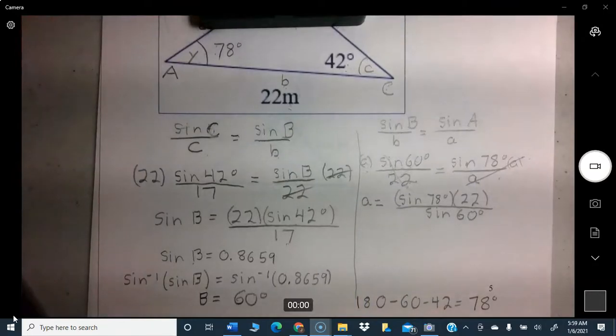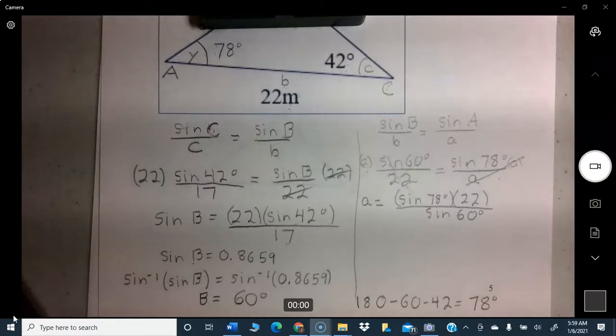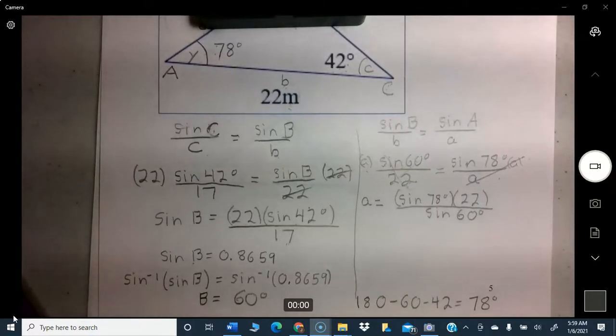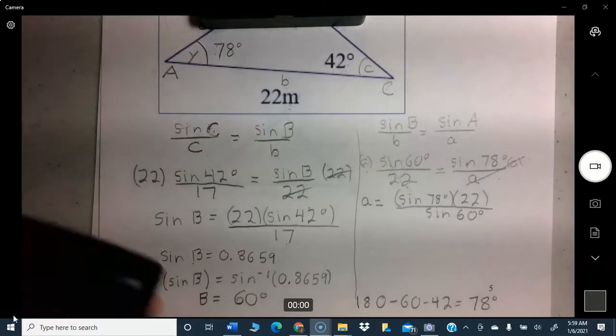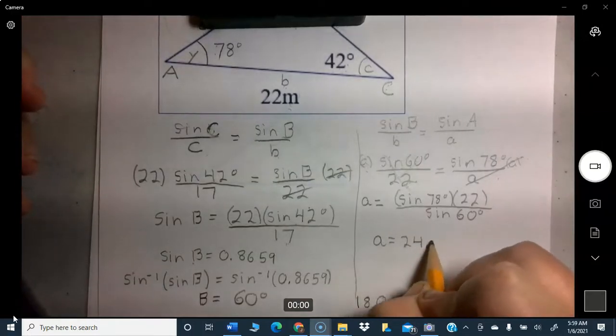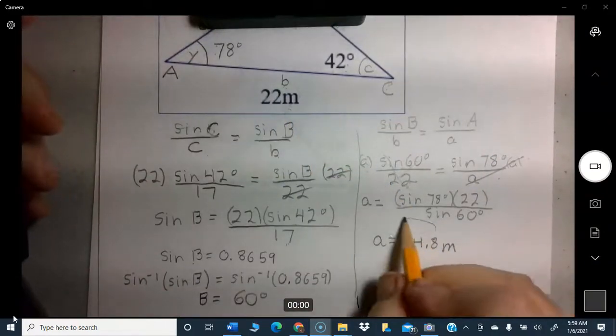So we just go ahead on the calculator. I won't put the calculator in front of the screen. It's sine of 78 equals, gives me a number. I multiply that by 22, equals, gives me a number. I divide that by sine of 60. Equals, and that gives me 24.8. So A equals 24.8. And it's in meters. You're measuring meters. It's a distance right there.